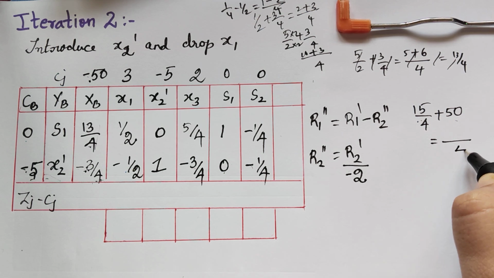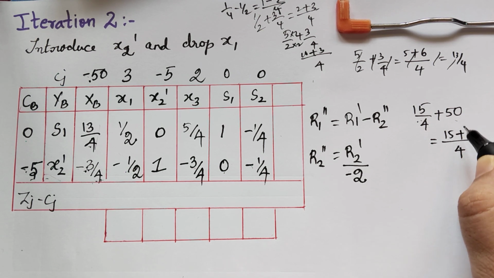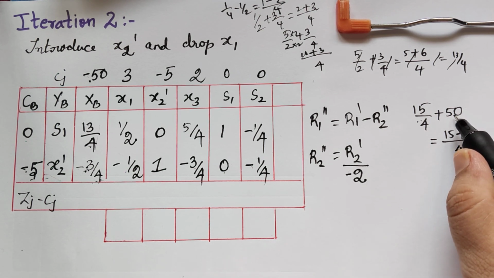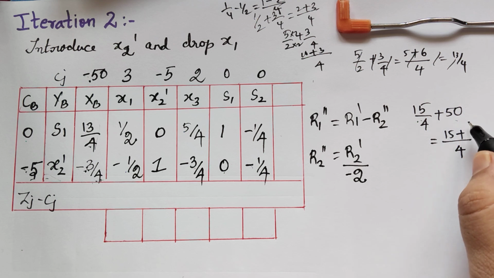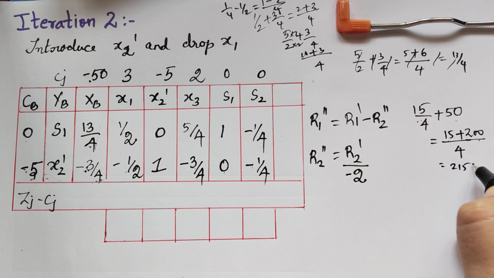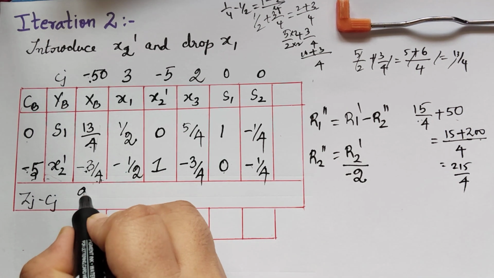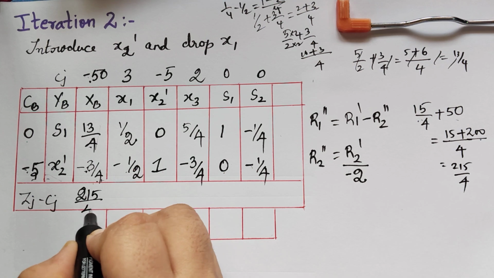And so here the LCM is 4. 15 plus, here you have to multiply by 4. 5 4s are 20, so it will be 200. So 200 plus 15 will be 215 by 4. So this is 215 divided by 4.